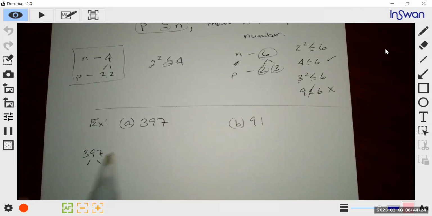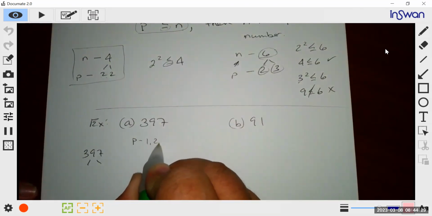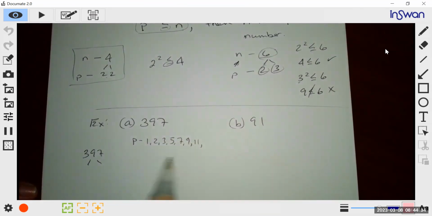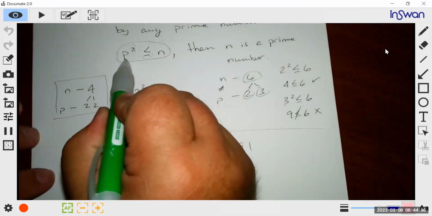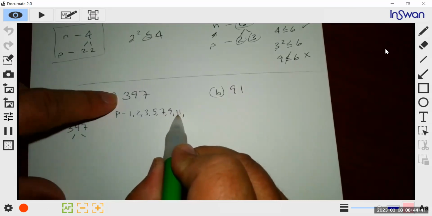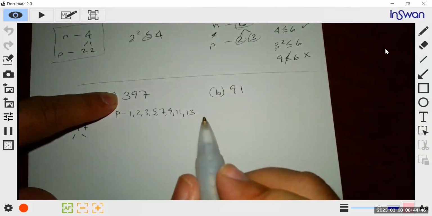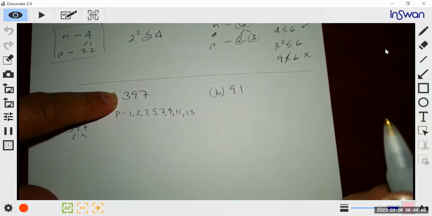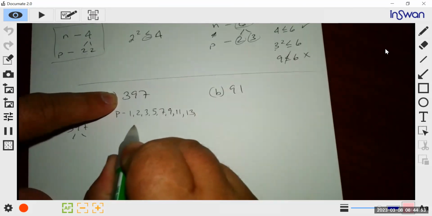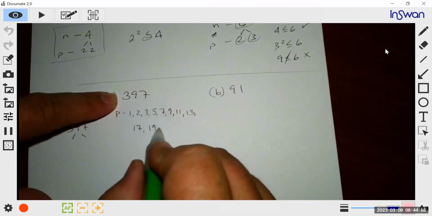Well, let's look at the numbers. Let's look at the first series of prime numbers. Let's look at all the prime numbers: 1, 2, 3, 5, 7, 9, 11. Because we have to go all the way until P squared is less than N. 11 times 11 is 121. We just have to go further. The next one is 13. 13 times 13 is 169. Then 17, 19 plus 20, 20 squared is 400. So it has to be up to 19.